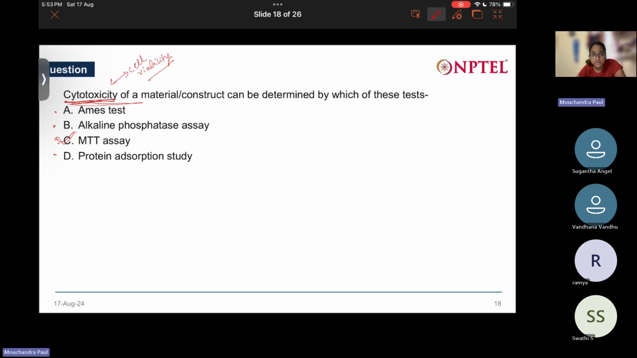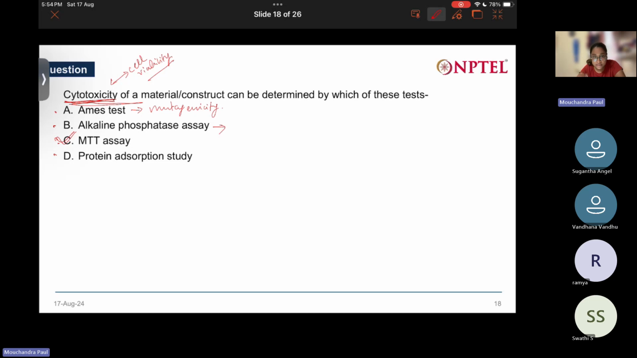The other tests that are mentioned here, it is Ames test. It helps in quantifying the mutagenicity. Mutagenicity means you want to understand whether your material can cause some mutagenic changes in the genetic material of the cells. Okay, or whether the material is a possible mutagen that can change the genetic response of your cell. So in order to quantify that, we use Ames test.